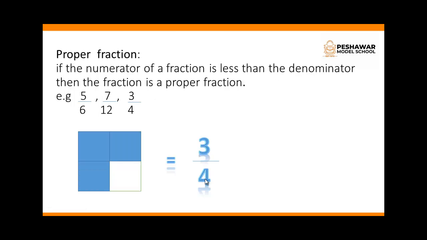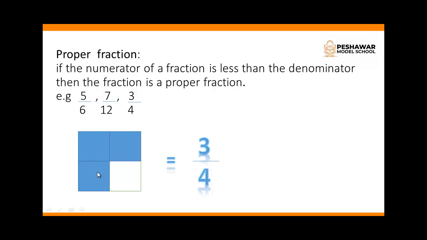Proper fraction. If the numerator of a fraction is less than the denominator, then the fraction is called a proper fraction. Example, 5 over 6, 7 over 12, 3 over 4 are proper fractions because their numerator is smaller than denominator.